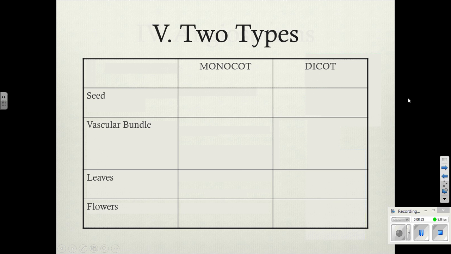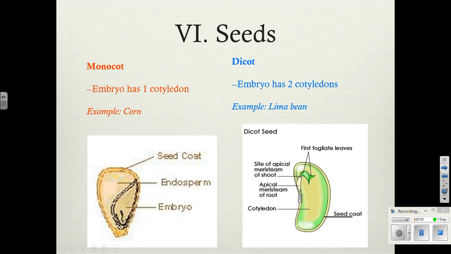And there's two types of angiosperms, a monocot versus a dicot, and we're going to walk through several things that make them different from one another. So we'll start with the seeds. Monocots have something called a cotyledon, which is basically like a food store. And so they just have one of them. So like a corn seed, you literally could not break that in half. It's just one whole piece of corn.